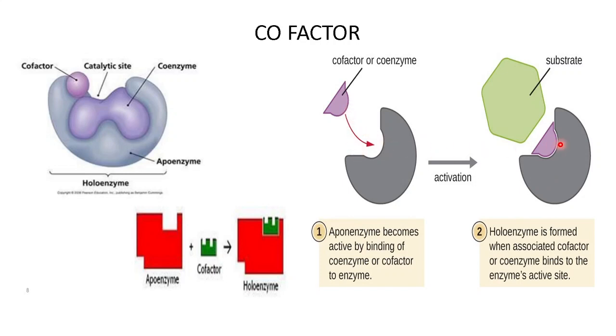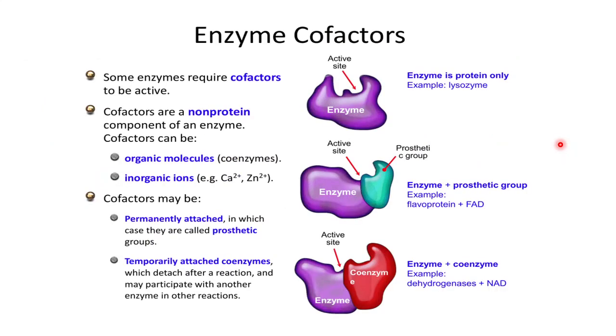Now, there are types of cofactors depending upon their binding ability. These are the different types. Some enzymes require cofactors to be active. Here the enzyme is protein only, for example lysozyme. Cofactors are a non-protein component of the enzyme, which may be organic or inorganic molecules. If the cofactor is permanently or tightly bound upon the apoenzyme, then we call it a prosthetic group. Example, flavoprotein.